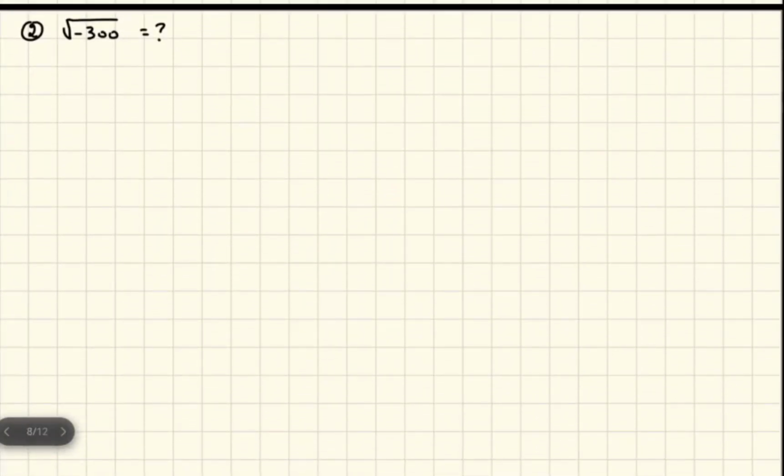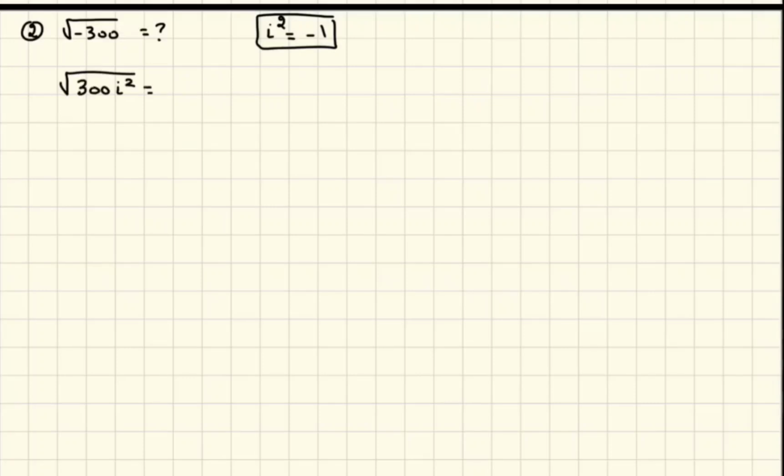The next question: what is the root of negative 300? They want the answer in terms of i, a complex number. As we know, we're not allowed to write negative numbers under the square root or radical. The idea here is to know that in complex numbers, i squared is equal to negative 1. If you know that, then the rest will be so easy. So now I will write this as radical of 300 i squared, and then radical of 3 multiplied by 100 multiplied by i squared.